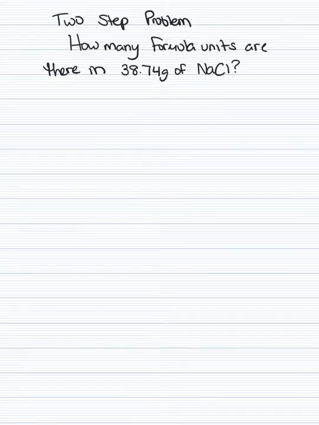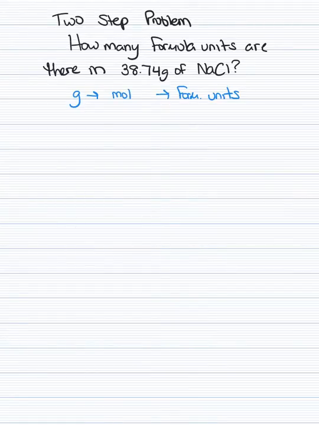And the last problem that we're going to do is a 2-step problem. It asks us how many formula units are there in 38.74 grams of sodium chloride. If we go from grams and want to end at formula units, looking at our mole map, there's no way to go directly from grams to formula units. So we need to go to moles first. To go from grams to moles, we're going to use the molar mass, and to go from moles to formula units, we're going to use 6.02 times 10 to the 23rd.